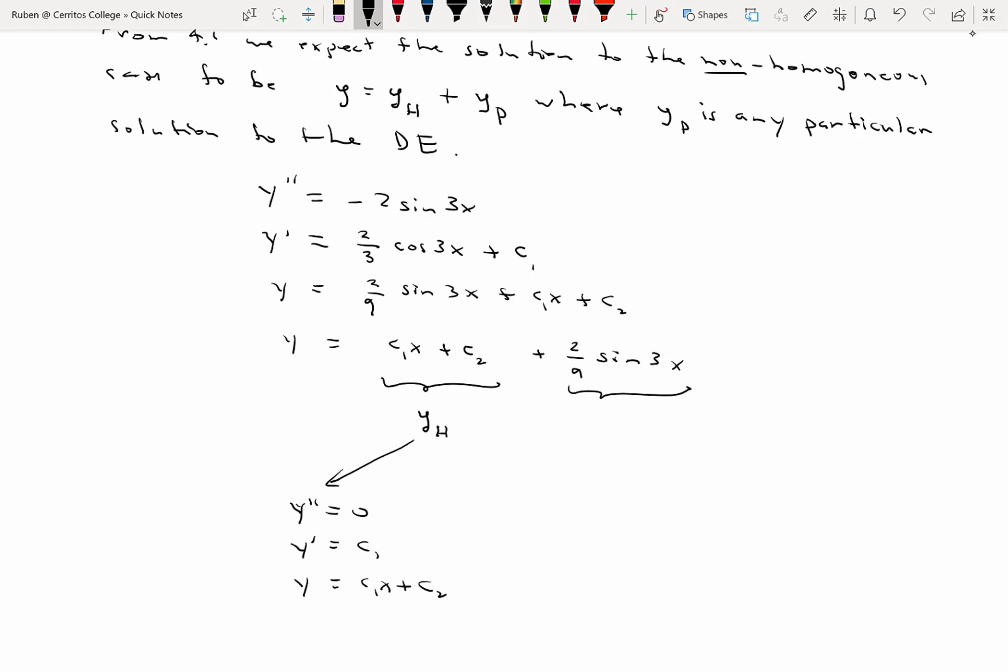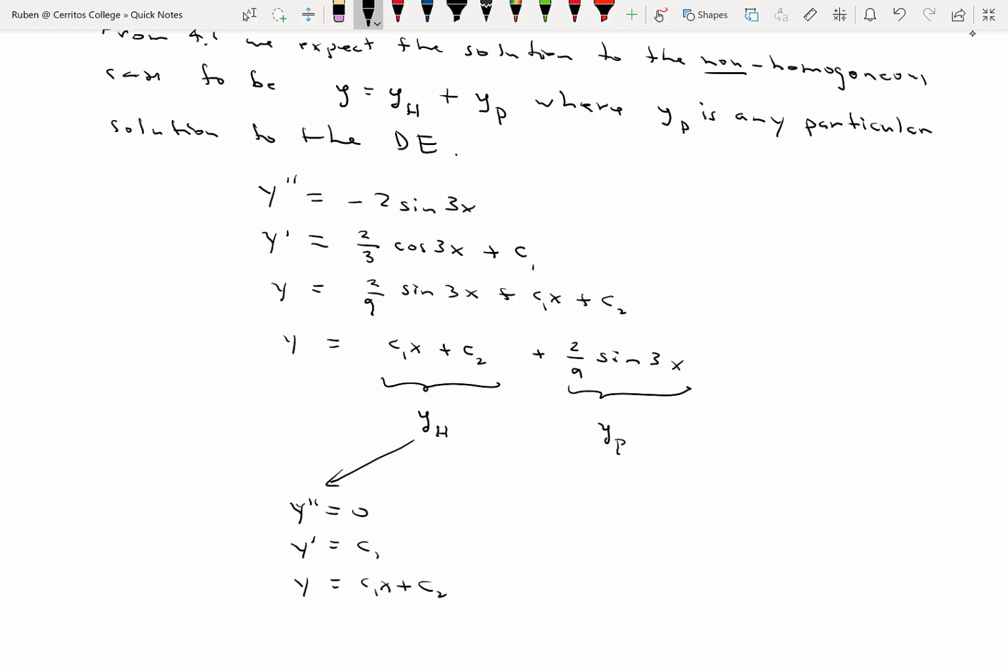It's the second portion of the solution that we're after in section 4.2. This 2/9 sine of 3x is a particular solution to the differential equation. If you substitute it back into the differential equation, it will work, and there are no arbitrary constants in it.